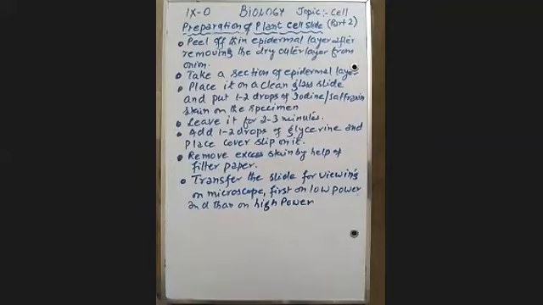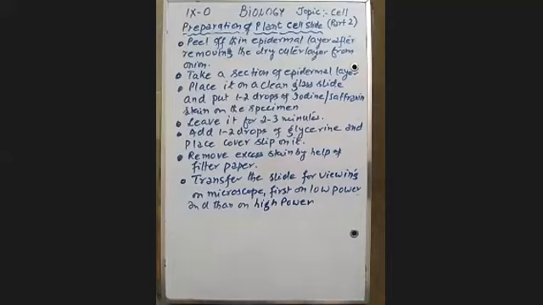After placing the cover slip, what to do? The excess stain will come out of the cover slip. You remove that excess stain with the help of filter paper. Then you transfer the slide for viewing on the microscope, first on low power and then on high power. The low power objective lens is small in size, so it won't damage the cell. Therefore, it is better to first observe it using the low power objective lens, which is small in size, then transfer to high power.